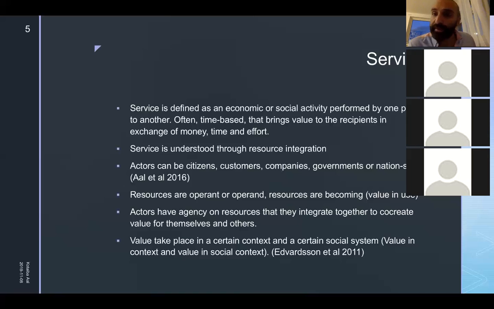And what is also very important to understand is that the value of any service actually takes place in a certain social context. Meaning, what is valuable for us in Sweden might be a bit different from what is valuable in another country or other social context. Let's talk, for example, about cars. The benefit, the value I get from a car in Sweden, in a small city like Malmo, is that I need just a car that, for example, takes me from A to B.